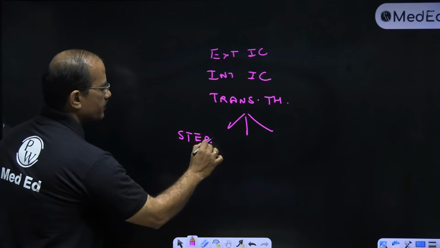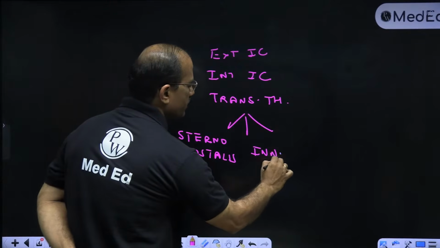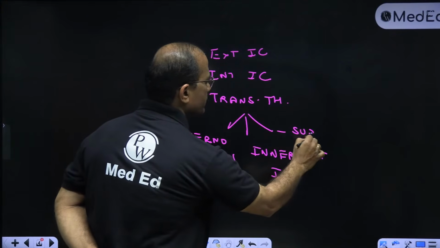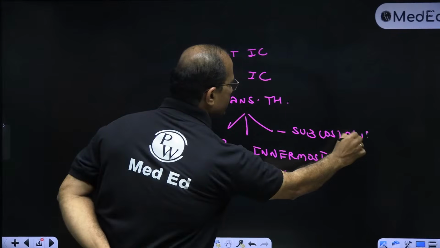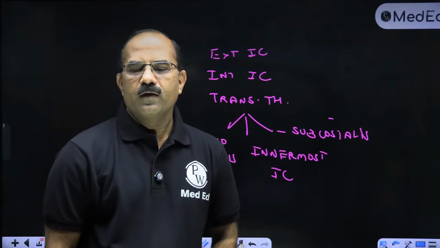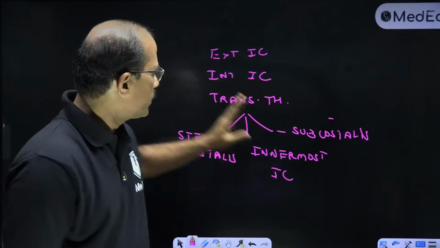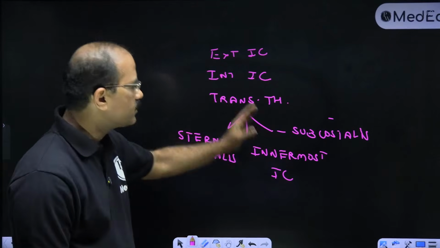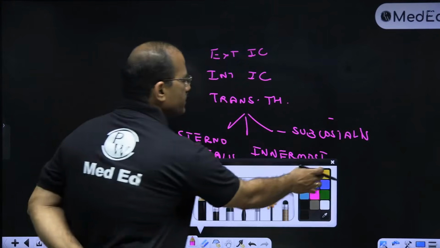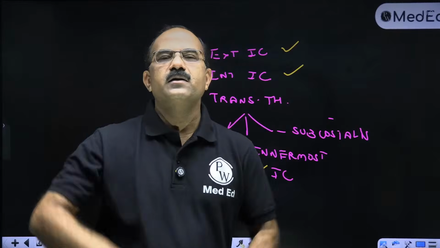sternocostalis, innermost intercostal and the subcostalis. Fine. Okay, so external intercostal, internal intercostal and transverse thoracicus. The transverse thoracicus has three parts: sternocostalis, innermost intercostal and subcostalis. But for all practical purposes, we take the three muscles as external, internal and innermost intercostal, right? External, internal and innermost intercostal.